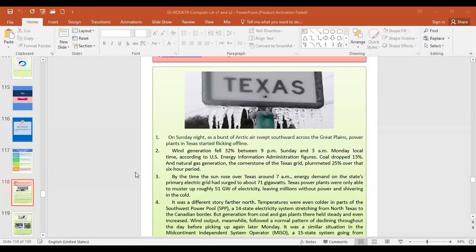Ahmed, so what happened? How did the author begin the article? What is the article going to be about? He began with facts. Okay, a shocking fact about what happened in Texas that night, by giving percentages and time.